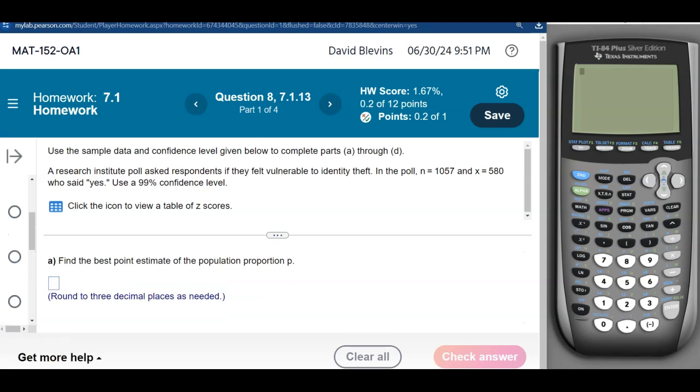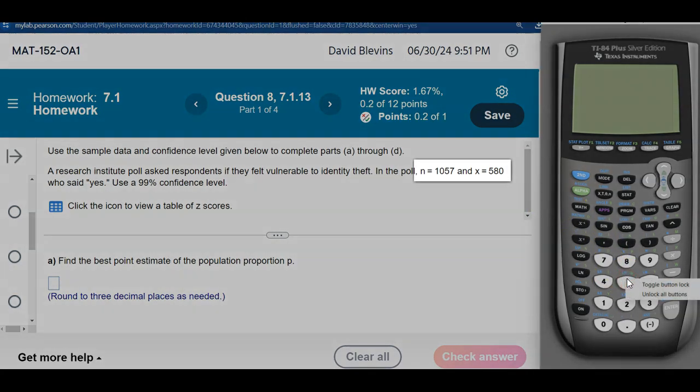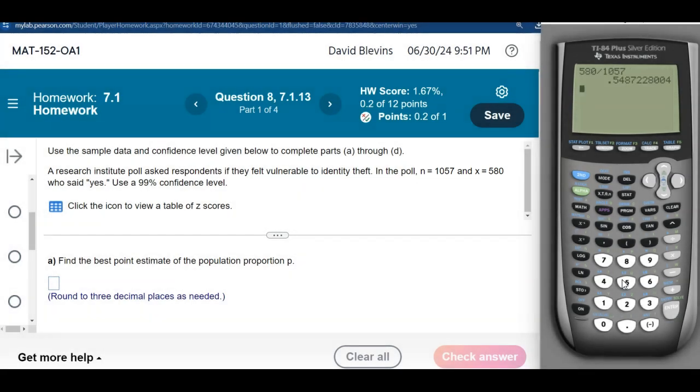Hey stats class, we're going to look at this problem from the 7-1 homework set, and in this video I'm going to show you how to use the TI calculator to do this problem. So we want to find a 99% confidence interval for the percentage of the population that feels vulnerable to identity theft. It starts off asking us to find the point estimate, and you can get that straight from the screen that you have here. You just take x and divide by n, and that's how we always find the point estimate.